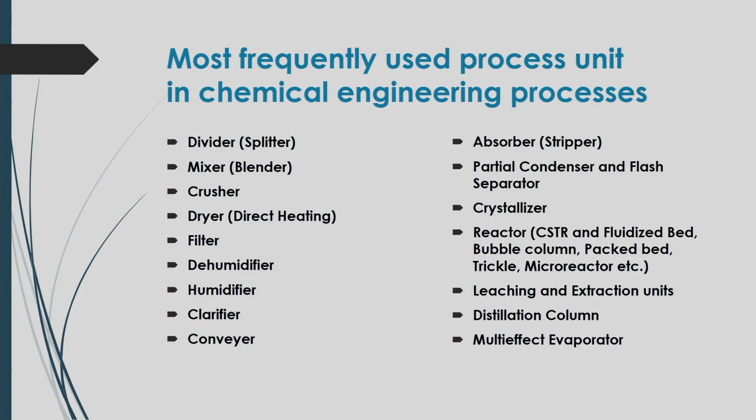Leaching and extraction units are also used for extracting oil from solid materials, which is called leaching. And then extraction is another important one, where one material is extracted from another, maybe liquid extraction or liquid-solid extraction. Distillation column is where crude petroleum is separated into valuable products by boiling the crude liquid, based on boiling point differences.